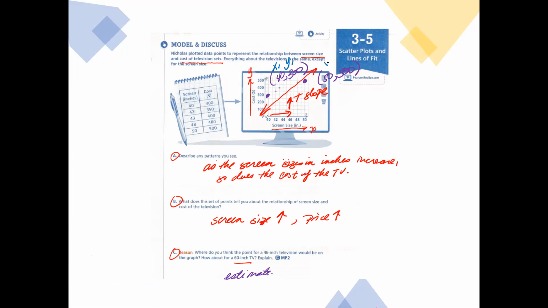So x1, y1, x2, y2, your slope is y2 minus y1 over x2 minus x1, which is 500 minus 300 divided by 50 minus 40, which is 200 over 10. And your slope is 20 in this case. But if you want to find an equation that will make a better guess of this, then what you can do is use the slope-intercept form, using the m, picking a point, and then solving for b.